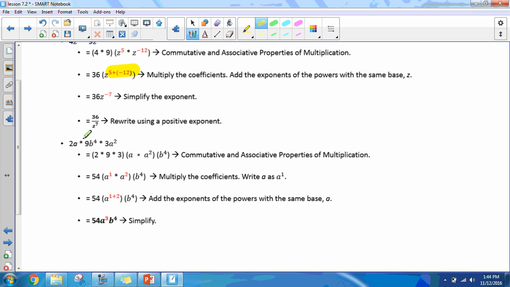Here we have 2a times 9b to the fourth power times 3a to the second power. Again, by commutative and associative properties, we take the numbers, multiply those out, and we get 54. a and a to the second power we can multiply. When there's no exponent, we know that the exponent is 1. So we do a to the first power times a to the second power, add those exponents, and we get a to the third power. b to the fourth power has nothing to multiply by, so that just stays by itself.